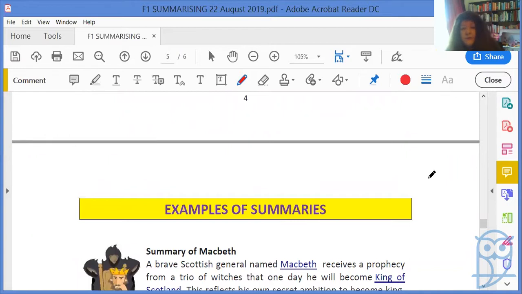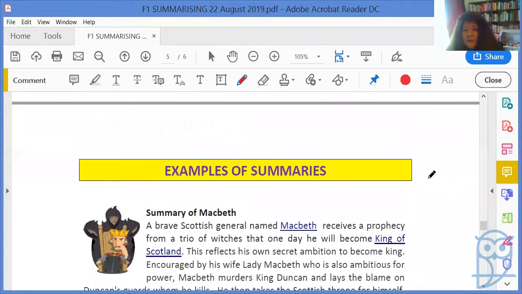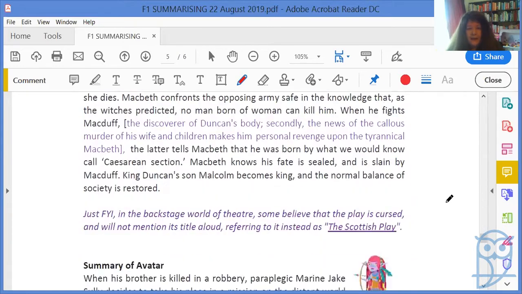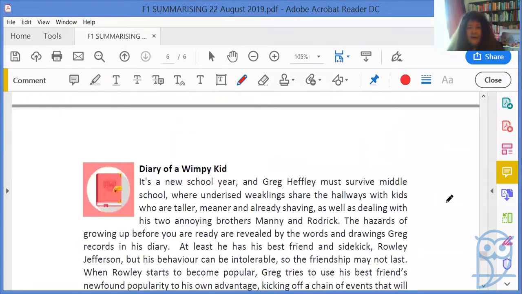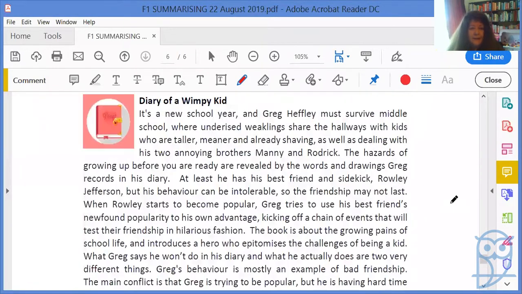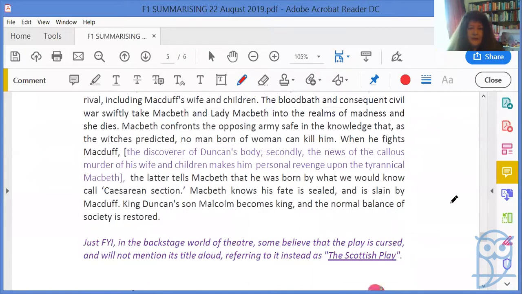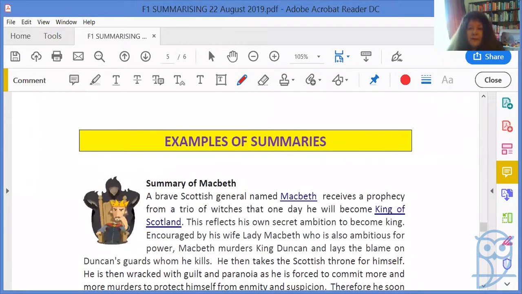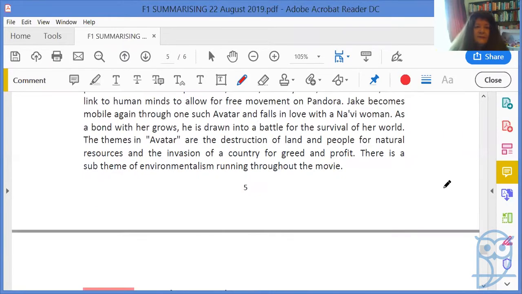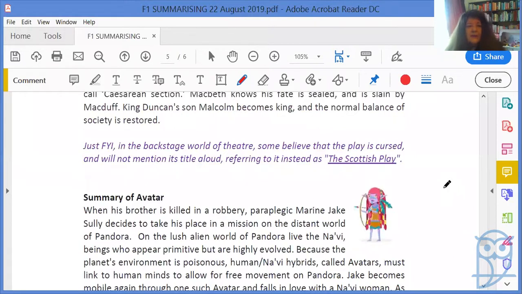Right, I don't know if we've time to read a summary. If somebody wants to write on the Zoom chat, do you want to look at a summary of Macbeth, summary of Avatar, summary of Diary of a Wimpy Kid, or summary of The Princess Bride? Whoever writes that first summary on there, we'll go through that. It might be one of the books you guys are reading. Any takers? Who's reading a book that's quite difficult? All right, let's look at Avatar. Somebody's asked for Avatar.